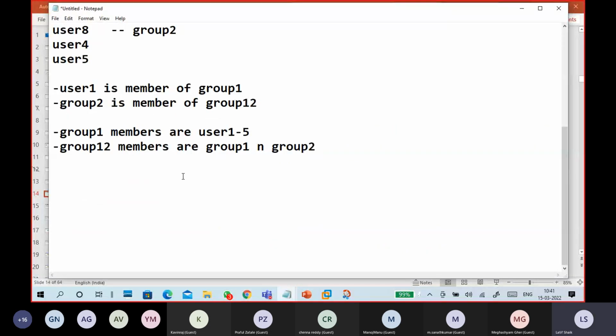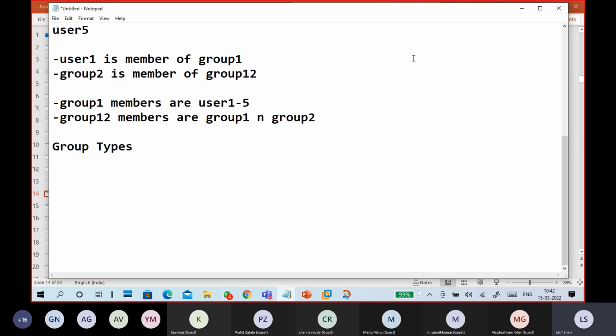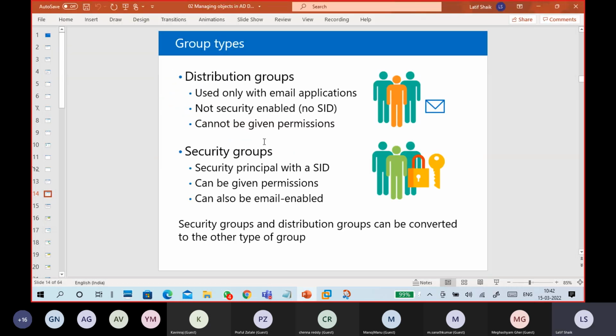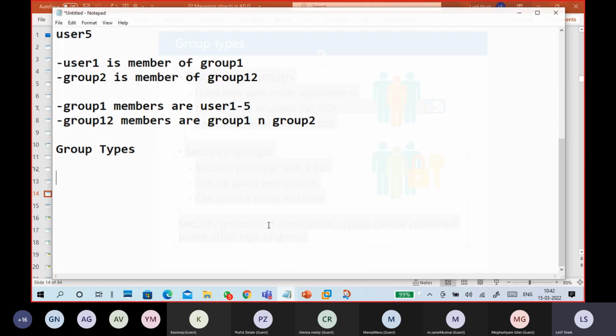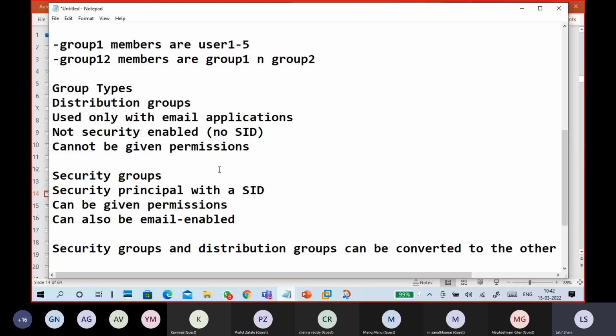Okay, so we are adding a group, and here it is. Look at the group types: a distribution group and a security group. Now I'm copy-pasting instead of typing.